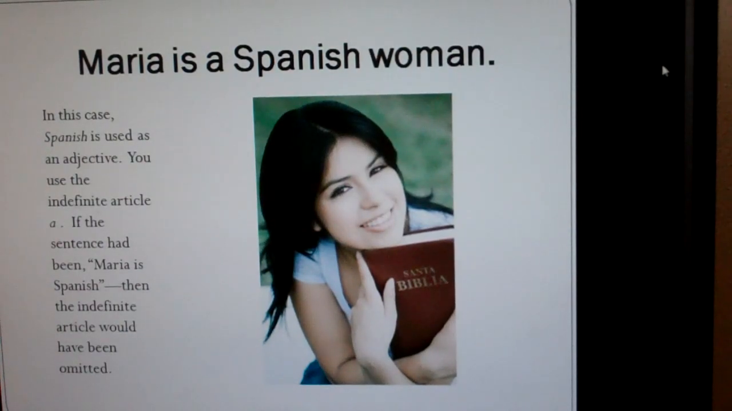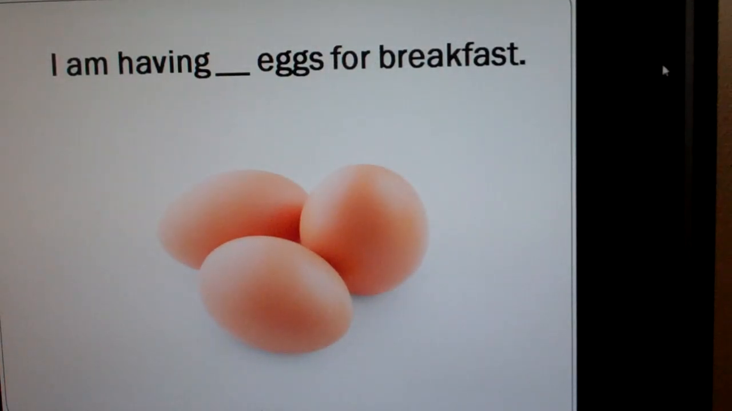And back to the last slide, if I had said Pierre is a Frenchman, we would have used the indefinite article a in that case. But because we just said Pierre is French, we omitted it.